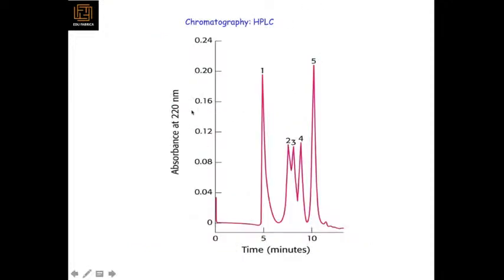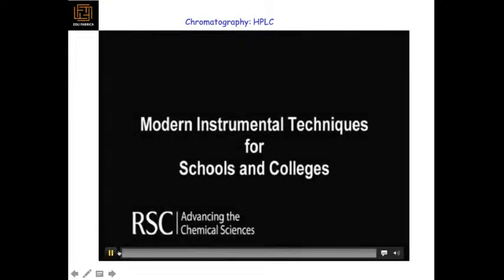You have absorbance at 220 nanometers and the time at the bottom. So you can see 5 different elements have been identified with the help of HPLC. How does this work?